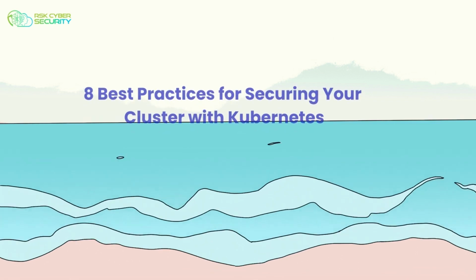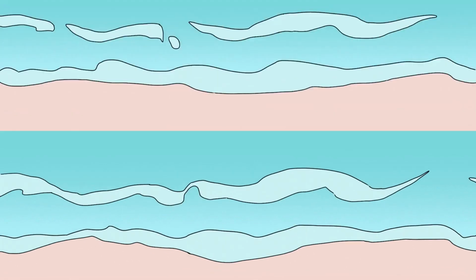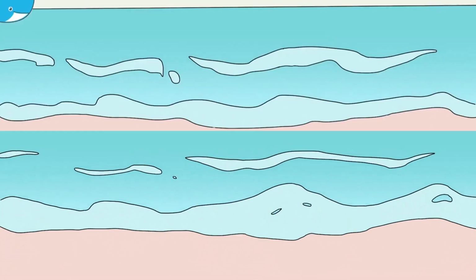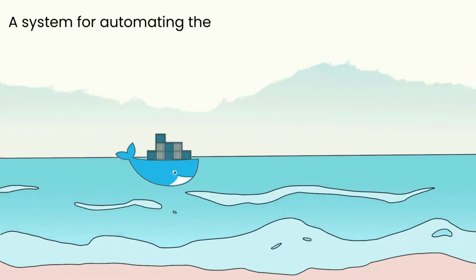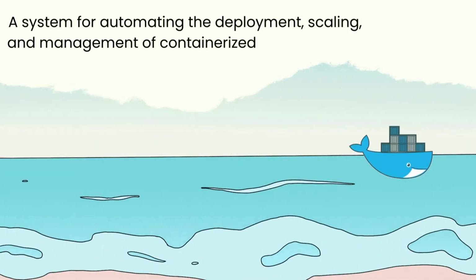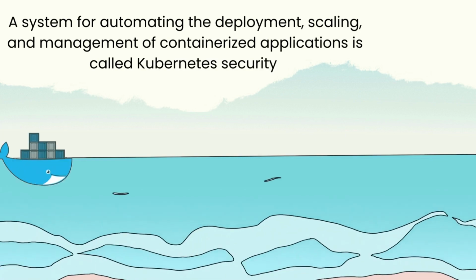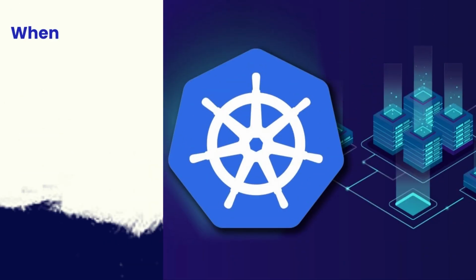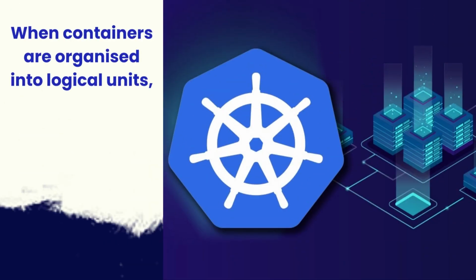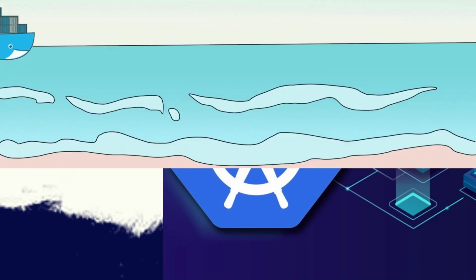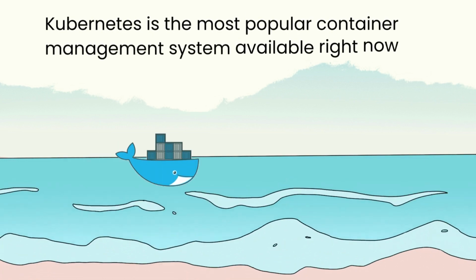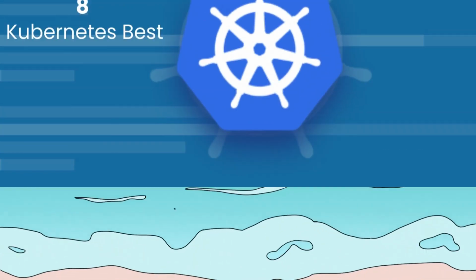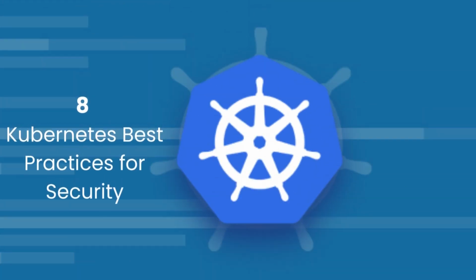8 Best Practices for Securing Your Cluster with Kubernetes. What is Kubernetes security? A system for automating the deployment, scaling, and management of containerized applications is called Kubernetes. When containers are organized into logical units, it is simpler to manage, secure, and discover them. Kubernetes is the most popular container management system available right now. 8 Kubernetes Best Practices for Security.